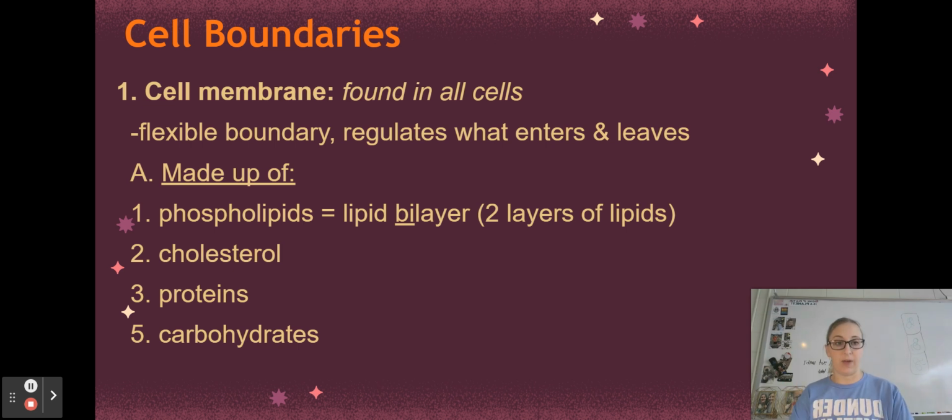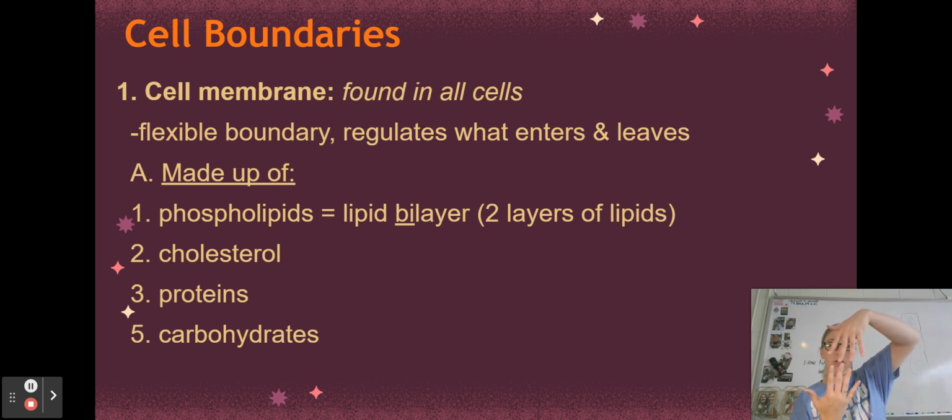So the cell membrane is found in every single cell possible, from prokaryotes to eukaryotes, plants, animals. All cells have to have a cell membrane. The cell membrane is going to be flexible, and its job is to pick and choose what can come into the cell and what can leave the cell. Its structure is made up of phospholipids, which is called a lipid bilayer. And that prefix bi means two. So the lipid bilayer means that there's two layers of lipids.